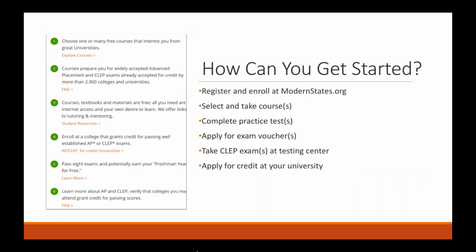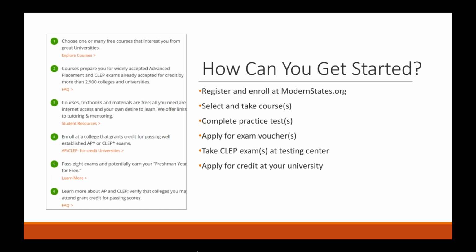So how do you get started? The most important place to get started is modernstates.org. And I would suggest you go to that website right after we finish this webinar so you can check it out. Select courses by clicking on course catalog and then choosing the course you may want to take. You complete the course at your own pace.